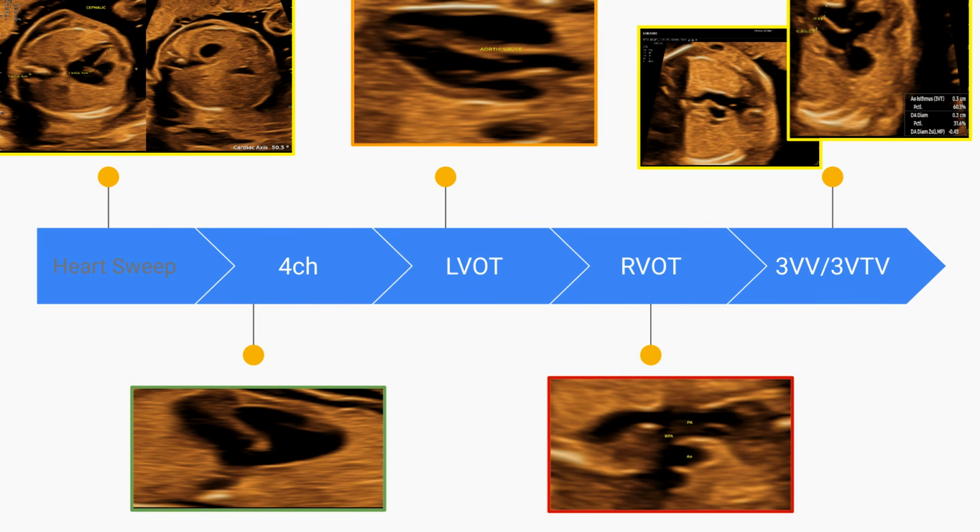Remember the cardiac assessment sweep sequence, which typically flows from the four-chamber view through the LVOT and RVOT, and concludes with the 3VV and 3VTV.